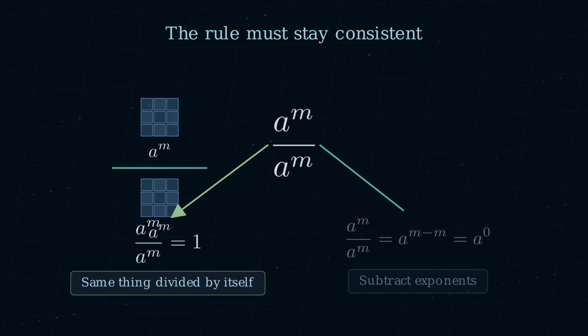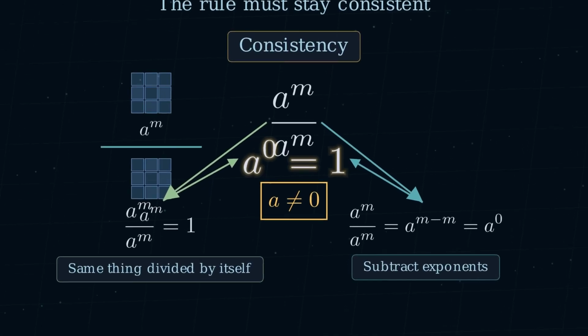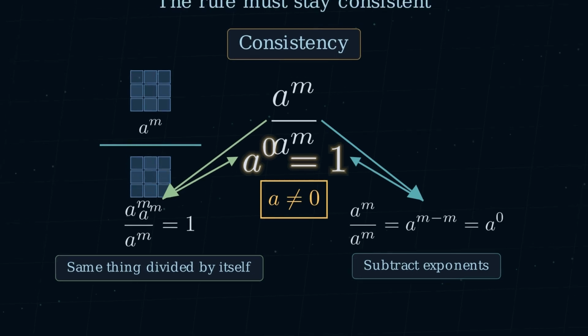But exponent laws tell us something else. When we divide powers with the same base, we subtract the exponents. So a to the power of m over a to the power of m becomes a to the power of m minus m. That is a to the power of 0. The left path says the answer is 1. The exponent law path says the answer is a to the power of 0. For the system to stay consistent, those must be the same. So a to the power of 0 equals 1 for a not equal to 0.